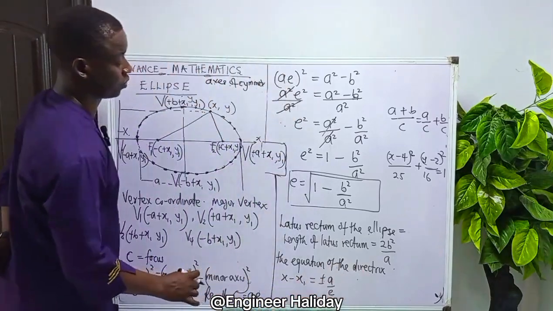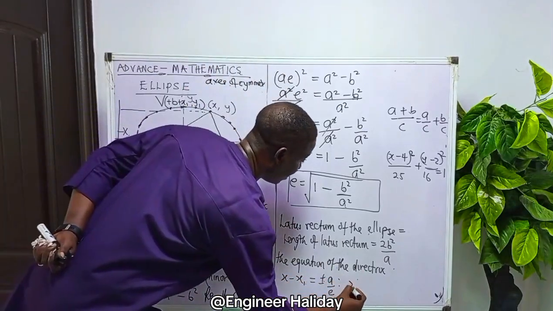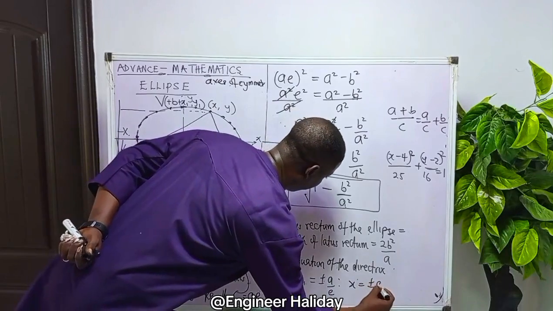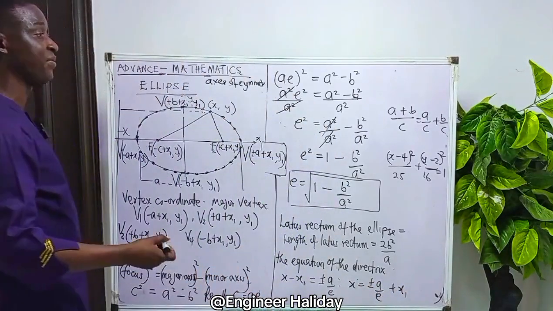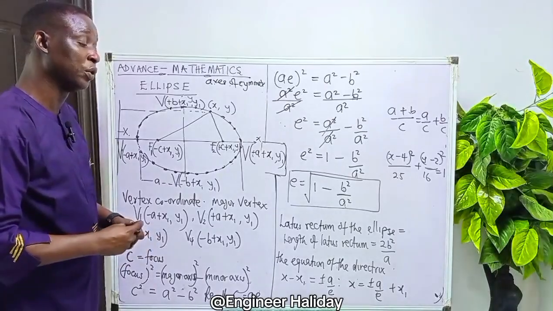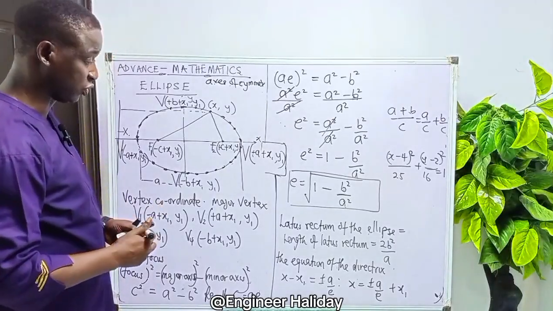This one you are going to have. Sometimes in some textbooks we write it as x equal to what? Plus or minus a over e plus x1. It's still the same thing. That is the equation of the directrix.